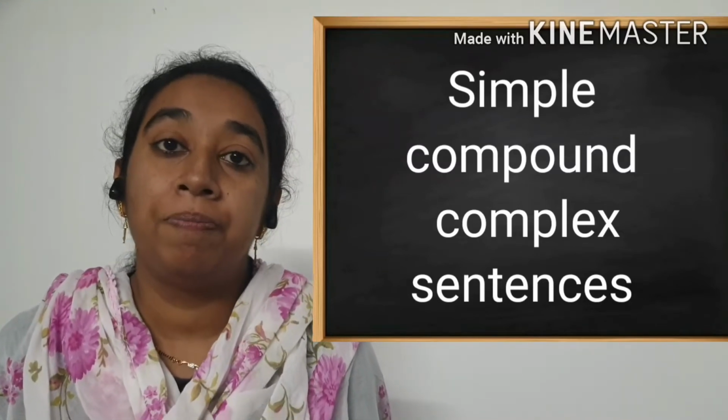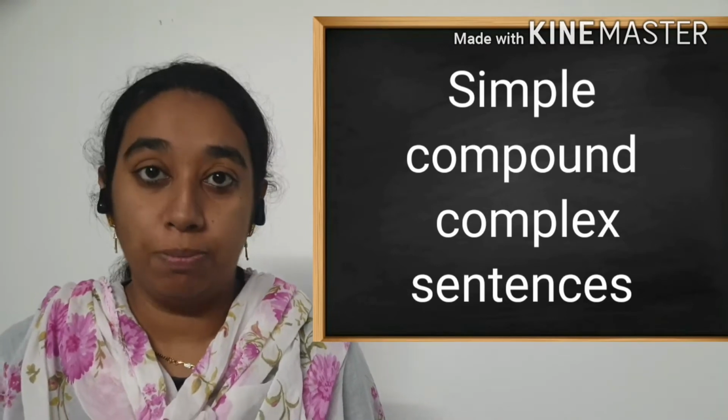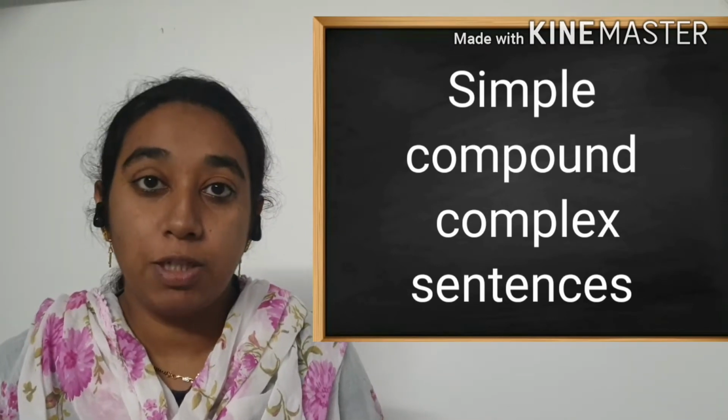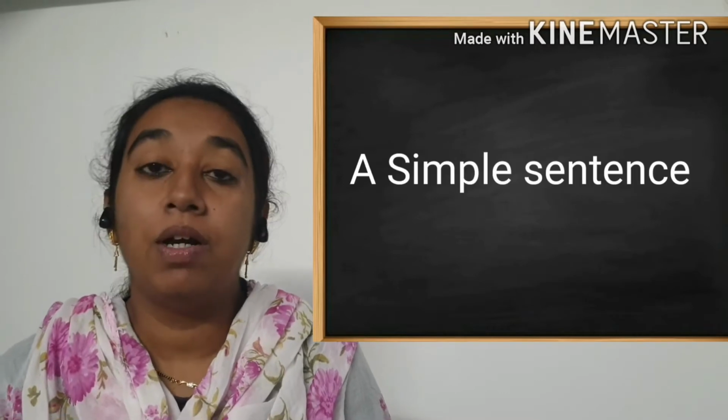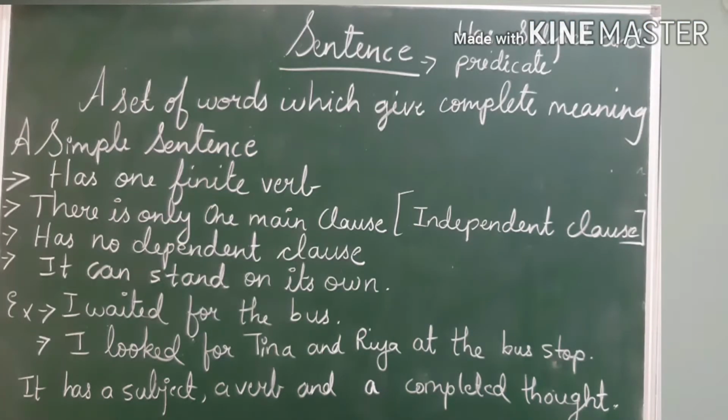Hello children, today we are going to learn about simple, compound and complex sentences. The first part, a simple sentence. A simple sentence is a sentence which has a finite verb, has an independent clause and is complete in meaning.